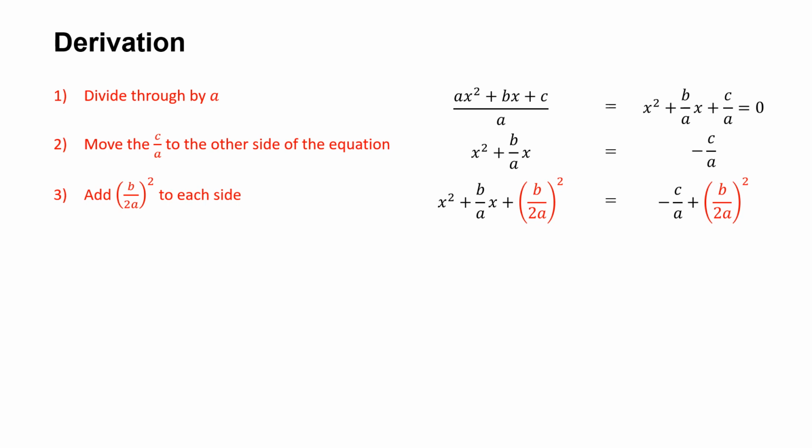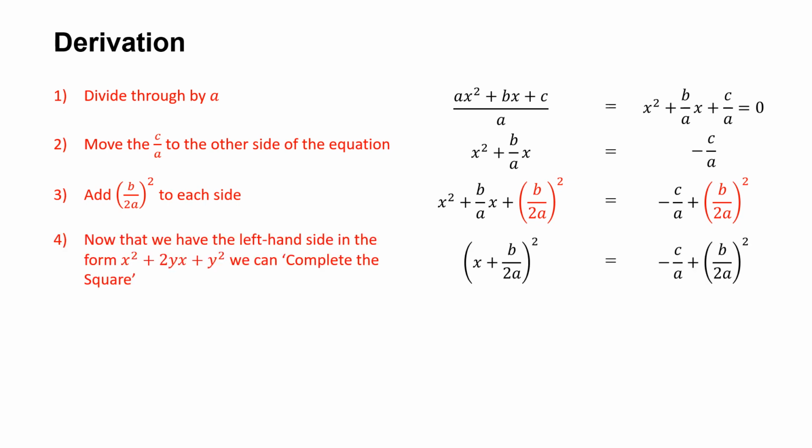And the reason we do this is we want to get the left-hand side into a format that we can complete the square on. If you haven't already, I'd recommend looking at my completing the square video, as this might help clarify how we go about a few of these steps. So we've added plus b over 2a squared to each side. So we can now simplify.